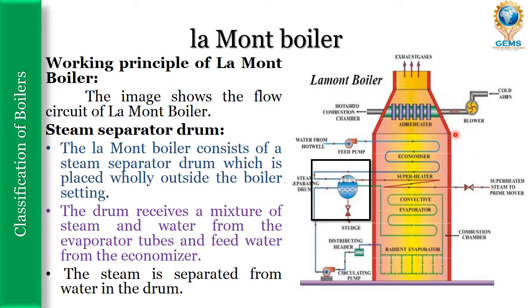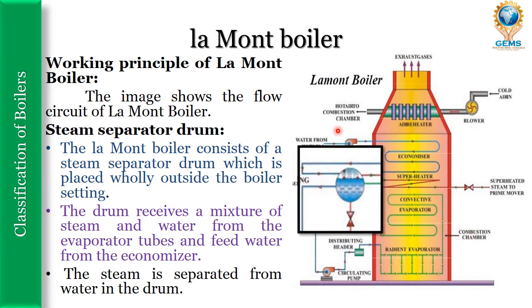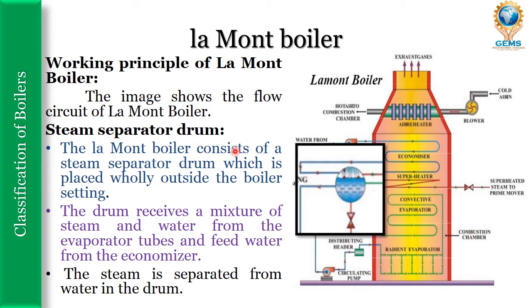This image shows the flow circuit of a La-mont boiler. First, let's see about the steam separator drum. So this is the steam separator drum. The La-mont boiler consists of a steam separator drum which is placed wholly outside the boiler setting. The drum receives a mixture of steam and water from the evaporator tubes and feed water from the economizer. The steam is separated from the water in the drum.